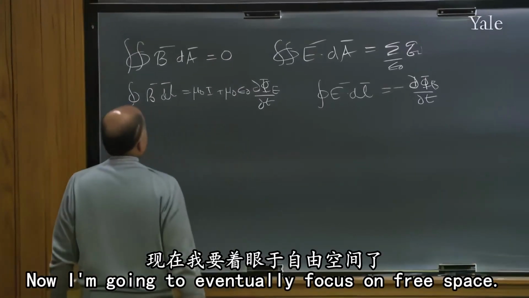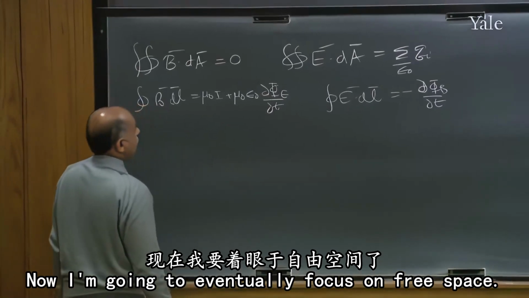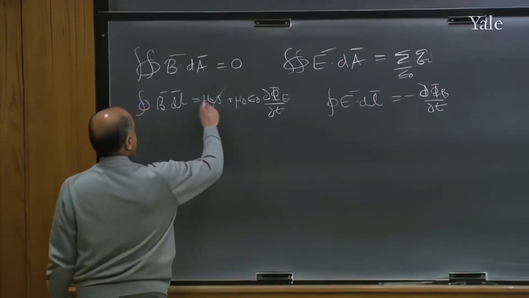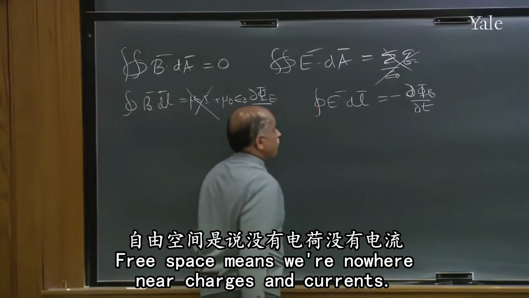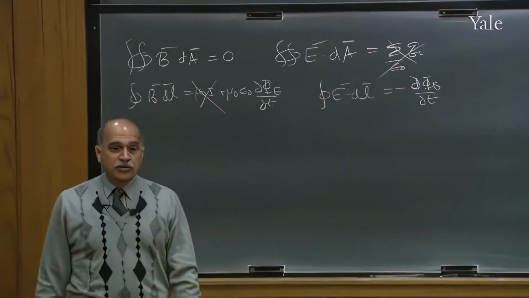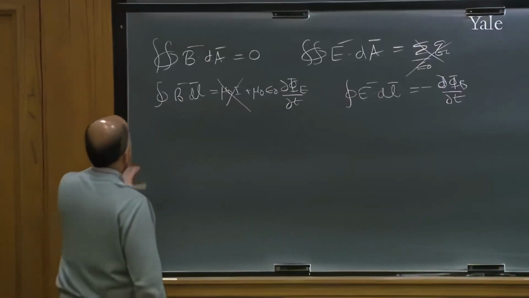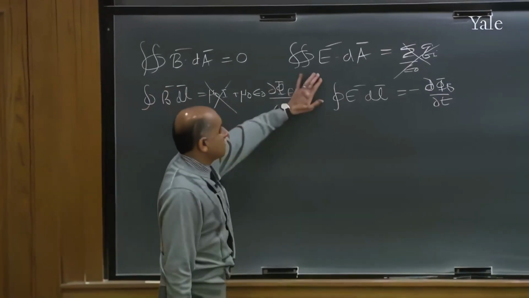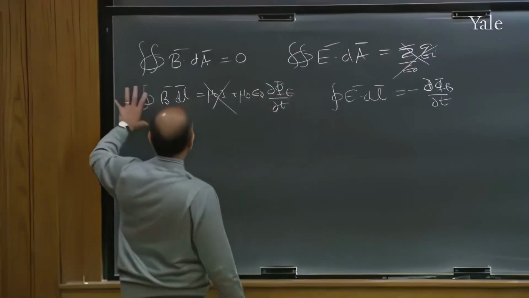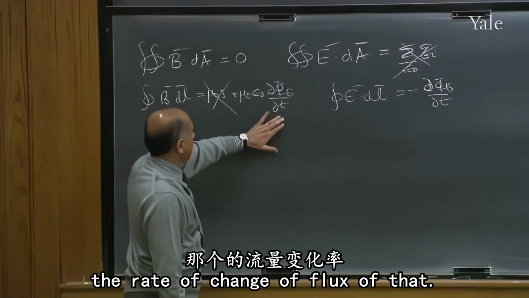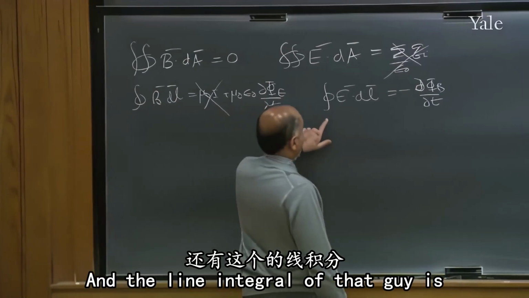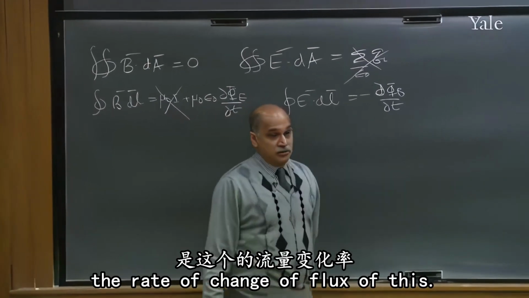Now, I'm going to eventually focus on free space. Free space means we are nowhere near charges and currents. And the equations become more symmetric. This has got no surface integral. That has got no surface integral. The line integral of this one is essentially the rate of change of flux of that. And the line integral of that one is minus the rate of change of flux of this.